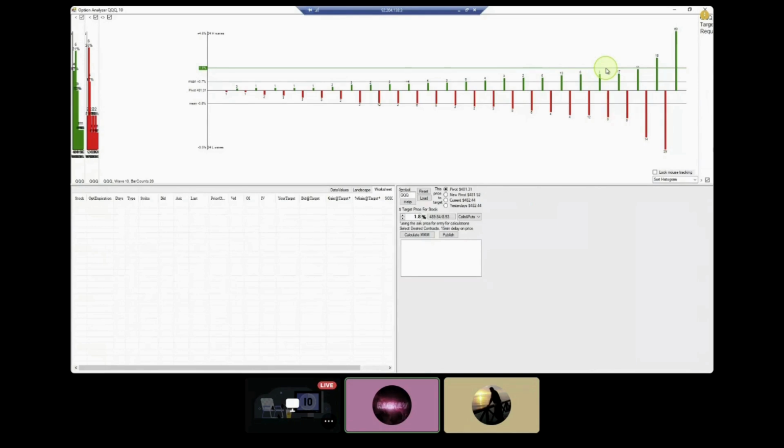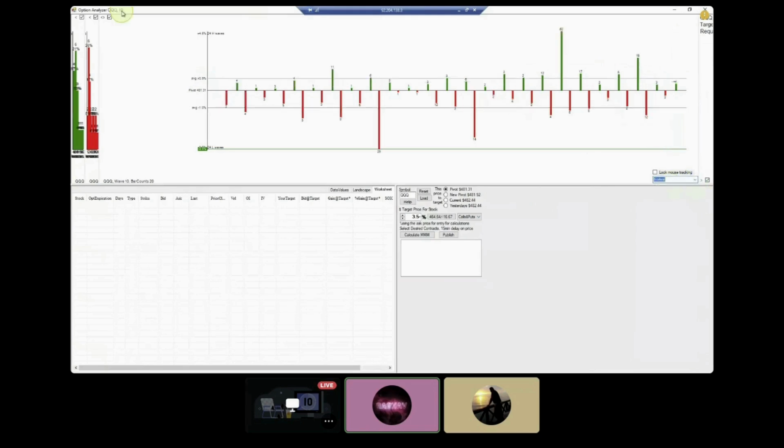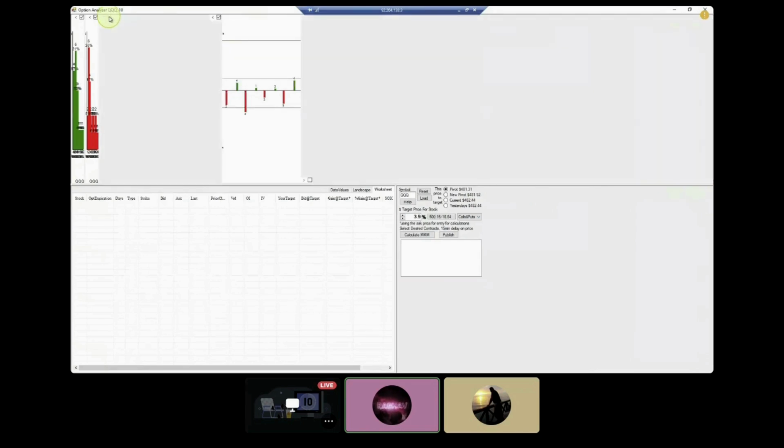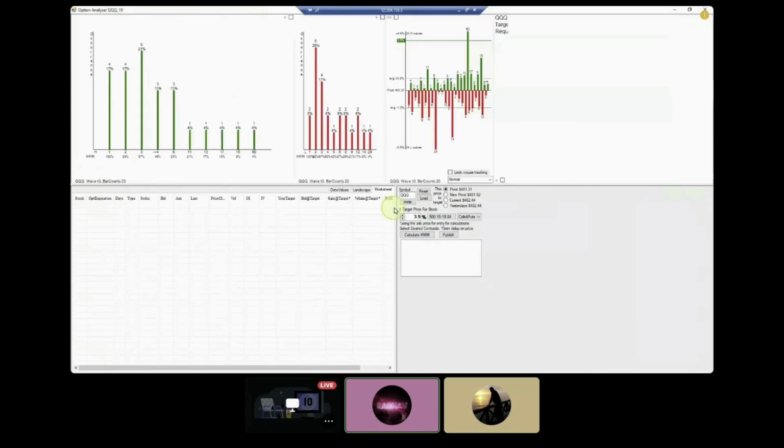So that is the important part you need to know about this sort histogram and the options analyzer. Then we had the MM tool. Have you seen the MM tool or not? No, I don't know. This is new to me. All this is new to me.